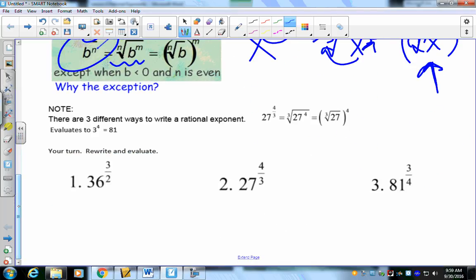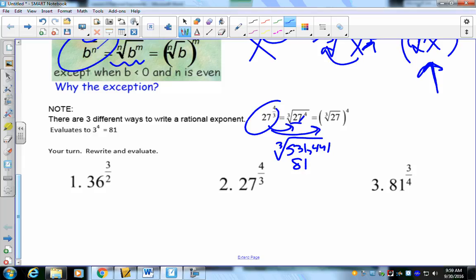Okay, so let's take a look at some numbers now. So we have 27 to the 4/3. If I want to simplify it, I'm going to put it in my radical form. So let's take a look at the longer, the bigger number way first. Let's raise it to the 4th power first. If I do 27 to the 4th power, I end up having to find the cube root of 531,441. And then when I take the cube root, I get 81.